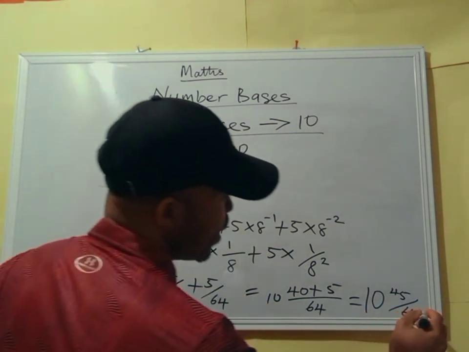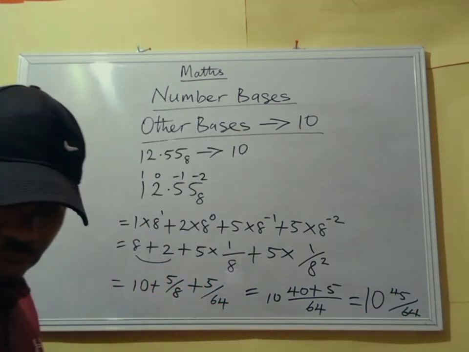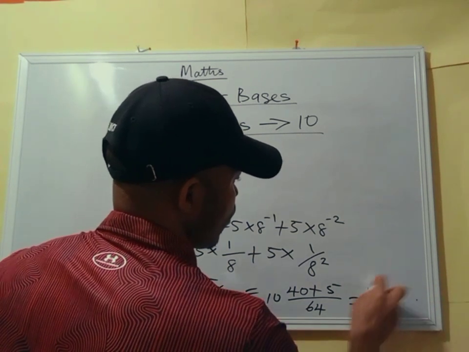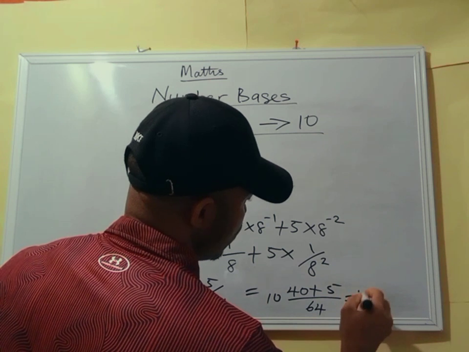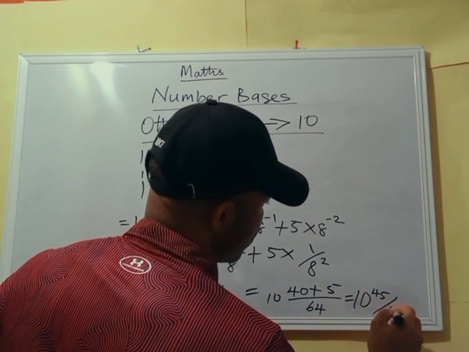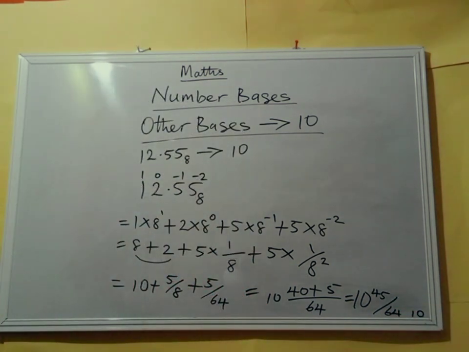So your final answer there is 10 whole number, 45 over 64 base 10. So you put there base 10. Equal to 10 whole number, 45 over 64 base 10. So that's your final answer.